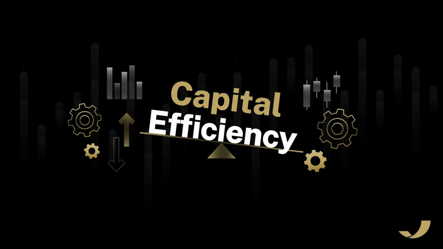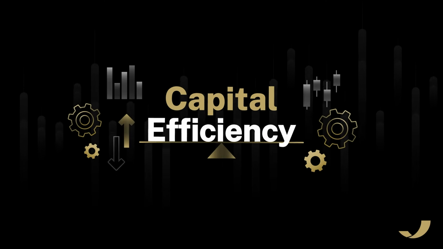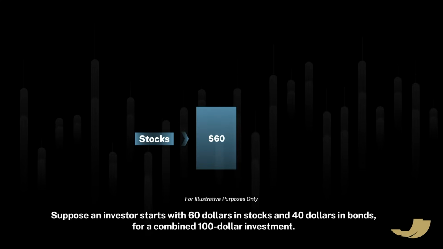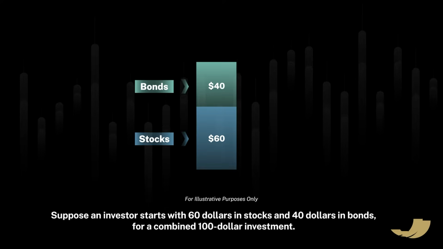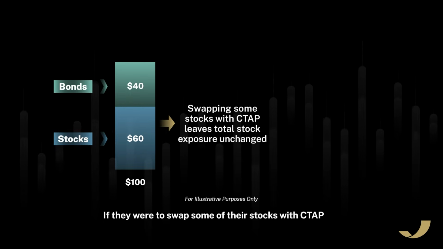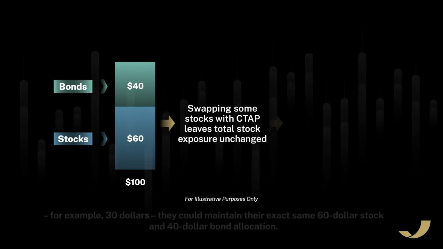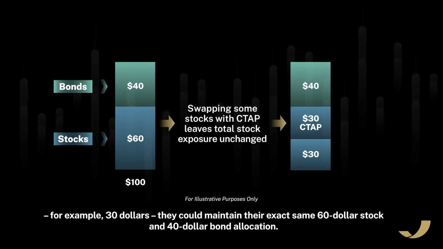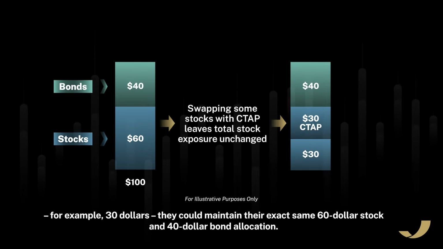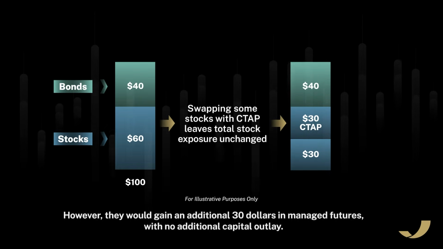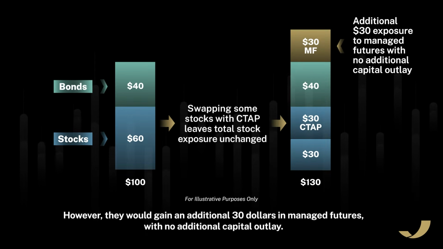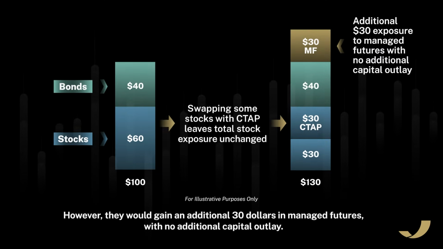The last use case for CTAP is the potential for capital efficiency. Suppose an investor starts with $60 in stocks and $40 in bonds for a combined $100 investment. If they were to swap some of their stocks with CTAP, for example, $30, they could maintain their exact same $60 stock and $40 bond allocation. However, they would gain an additional $30 in managed futures with no additional capital outlay.